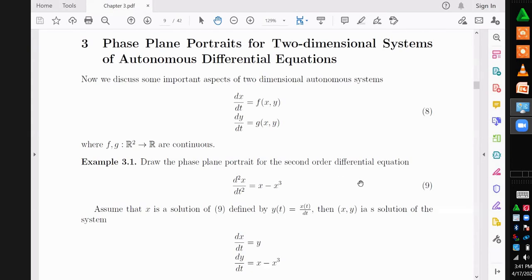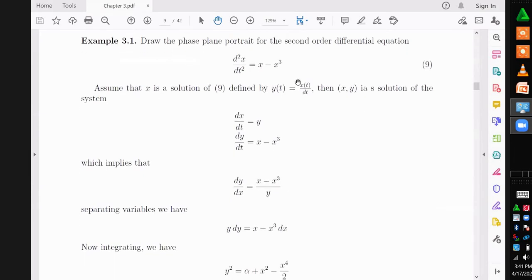We'll see some examples of phase plane portraits. This is a second order non-linear differential equation, d2x by dt square is x minus x cube. Draw the phase plane portrait for this second order differential equation.